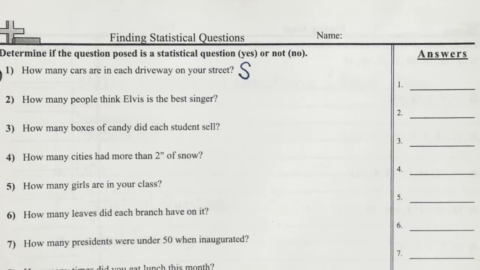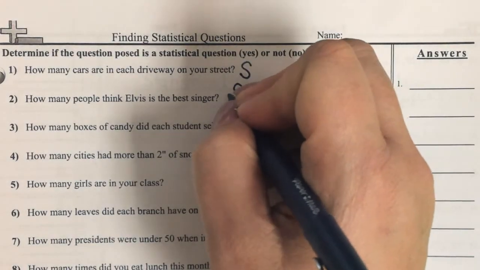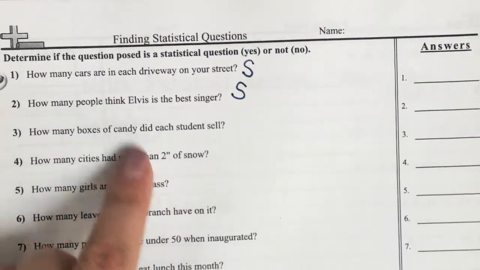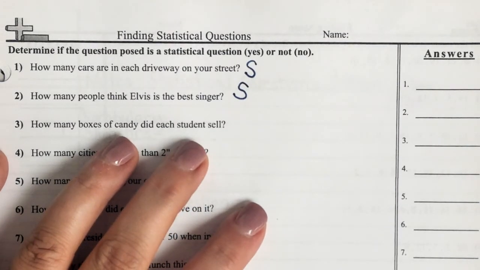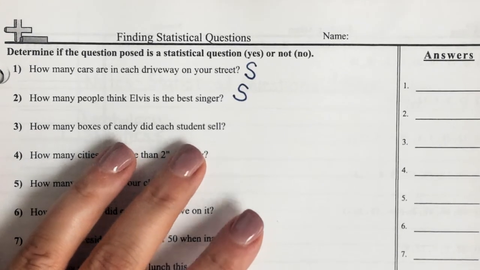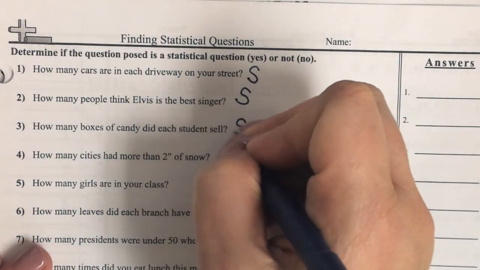All right, look at number 2. How many people think Elvis is the best singer? Well, this one to me was kind of debatable because it's asking how many people, but to me it almost feels like you're going to have a wide range. You're going to have some people that say yes, some people that say no. So I do kind of feel like this would be statistical. Some people said non because it would be just a number, but I do agree. I think it would be statistical. Okay, what about how many boxes of candy did each student sell? Statistical, because think about it. You're going to sell a different number than somebody else. So you would have a wide range of answers on that one.